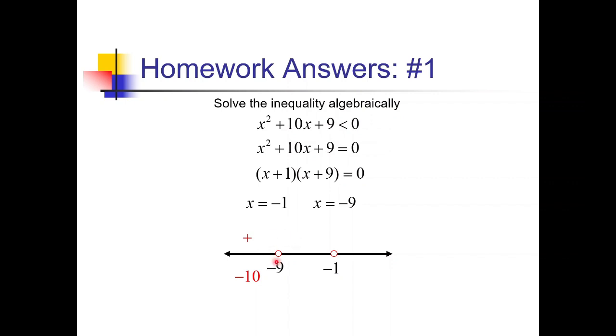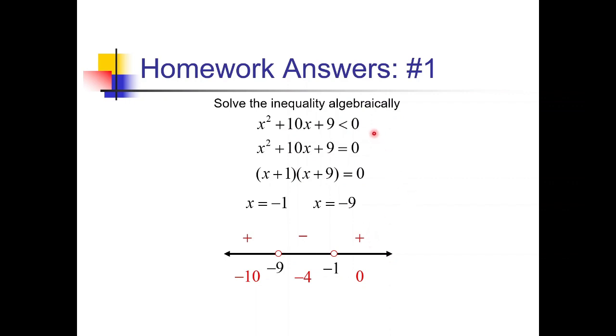And then between -9 and -1, -8, -5, -4, take your pick. I'll go with -4. Any of those are fine. So we have a negative if I plug that in there. And then -4 plus 9 is a positive. Negative times a positive is negative. And then after -1, 0 is pretty easy. So we have 0 plus 1 and 0 plus 9 are both positives. So that comes out to a positive times a positive, which is also positive.